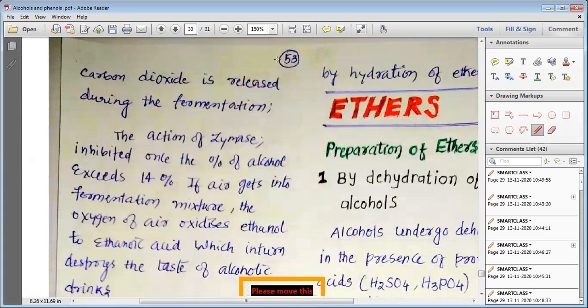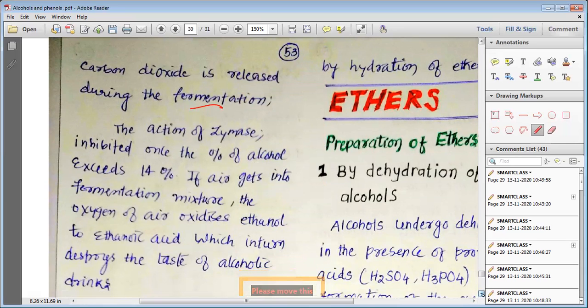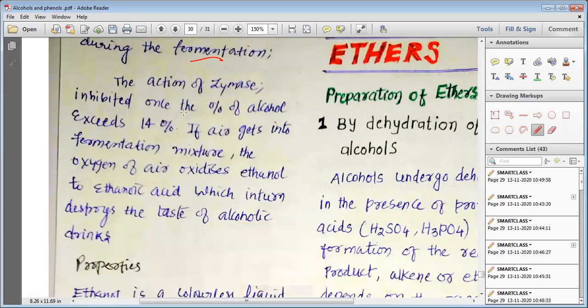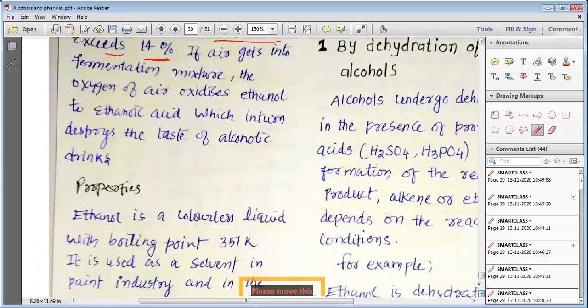In the process of fermentation, carbon dioxide is released. The action of zymase is inhibited once the percentage of alcohol exceeds 14%. If air gets into the fermentation mixture, it oxidizes ethanol to ethanoic acid, which in turn destroys the taste of the alcoholic drinks.